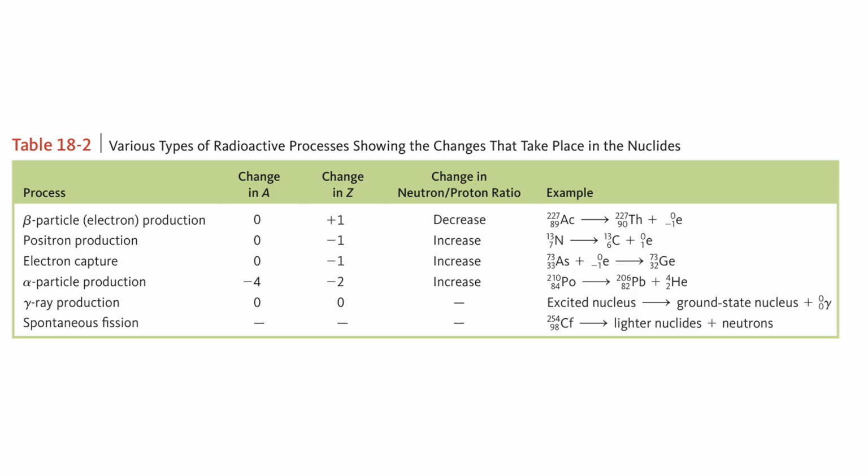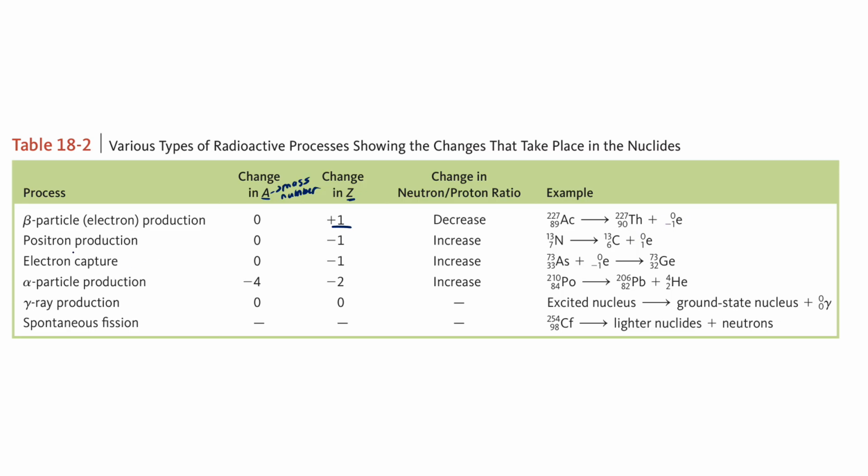So I'm going to just give you a short summary of radioactive decay. We first have beta particle or electron production. As you can see here in our example, we have the same mass number. Remember, this is the mass number. And there is a change in atomic number. The change in atomic number is always +1, and the neutron to proton ratio actually decreases. So we have first actinium 227 changes to thorium 227 and ejects an electron.